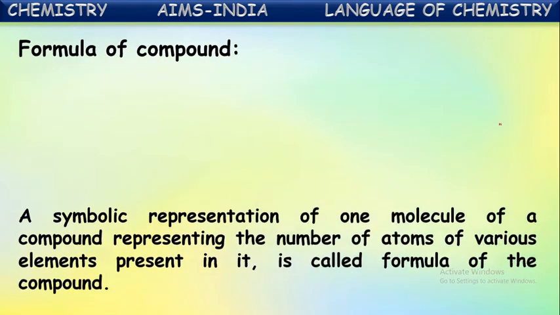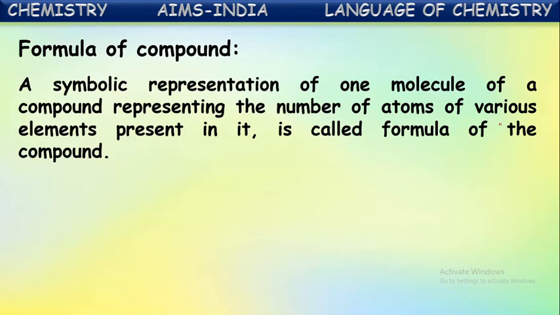Formula of a compound. Compound means the molecule or substance formed by the combination of two or more different elements. The symbolic representation of one molecule of a compound, representing the number of atoms of various elements present in it, is called the formula of that compound. The formula of a compound represents the number of atoms of various elements present in it.